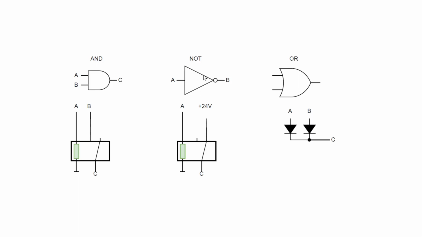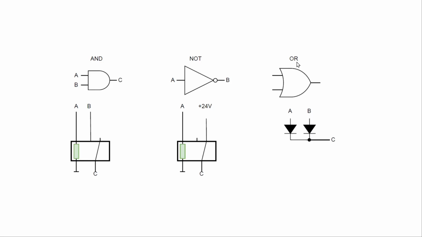And a NOT gate is very easy too. If we have an active signal here, then here is nothing. And if here is nothing, then we have an active B. And this is realized very simply. If we have an active current here in A, the coil is active, the switch switches, and our output is 0, no current.